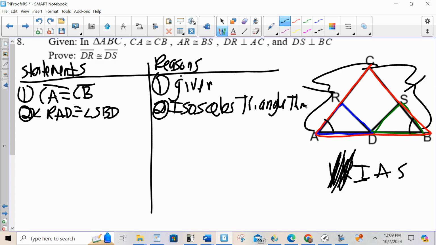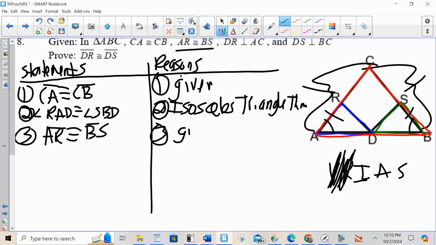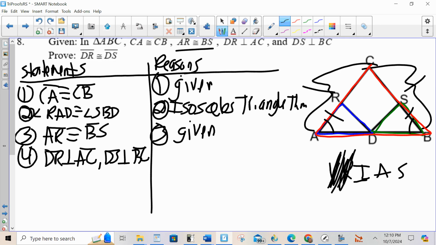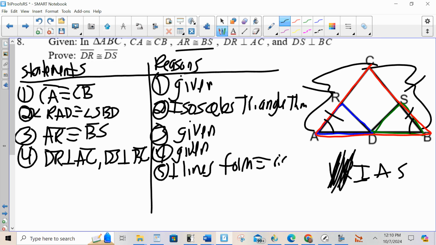I've got 1 pair of things congruent. I move on to my next given. AR is congruent to BS. That's a gift. Those are sides of the triangles I'm trying to prove. Now I got two pairs of things congruent. 4, I got perpendicular again. So since there's two pairs, I'm going to put them together because I'm usually going to use them both together. DS is perpendicular to BC. Given. Perpendicular lines form congruent right angles.